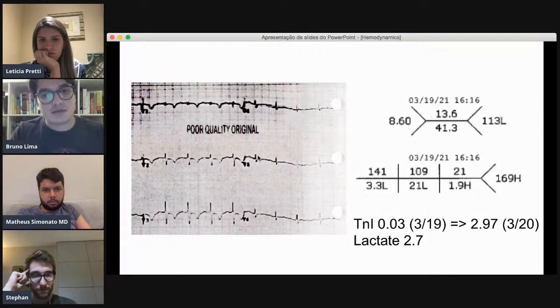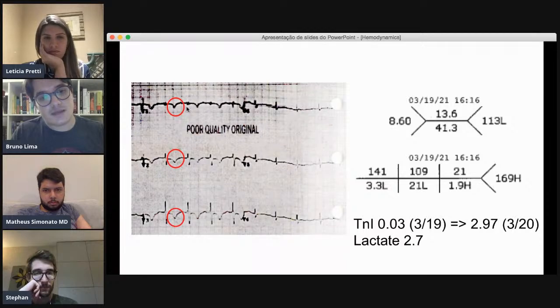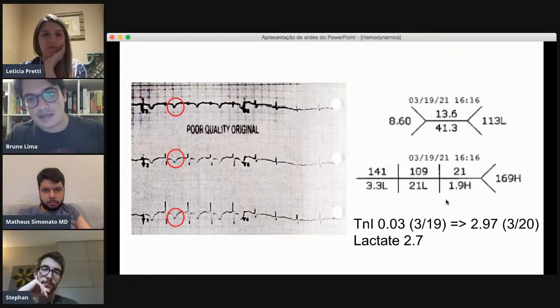So this was the original EKG. The outside hospital was concerned about those T-wave inversions here, V1 to V3. They thought it was Wellens-like waves, Wellens syndrome, a proximal LAD obstruction. So they were really impressed by these. They got some labs.